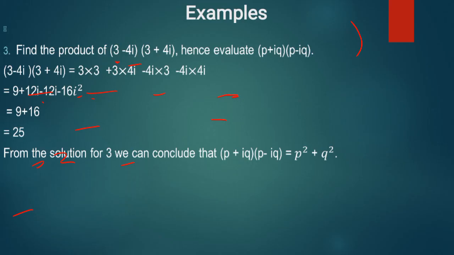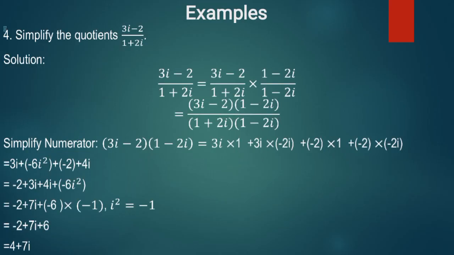Let's move to the next example. So for the next example, we're told to simplify a quotient. This is the quotient here. To simplify this, 3i minus 2 all over 1 plus 2i. So the first thing you need to do, this is the question, remember? It's the same thing as multiplying by the conjugate of the denominator represented in this form. You did that in secondary school, so just multiply by its conjugate.